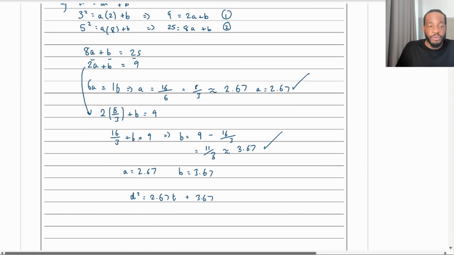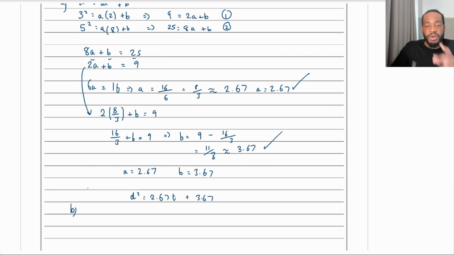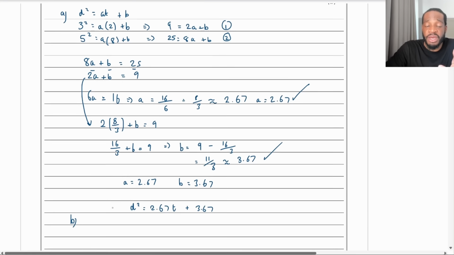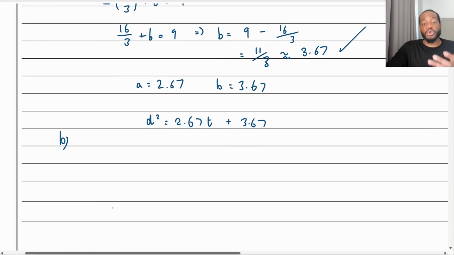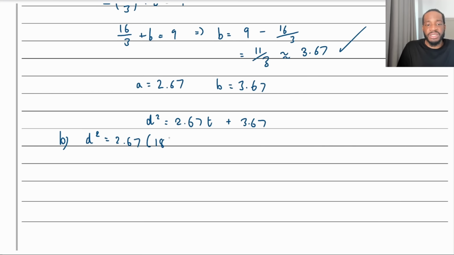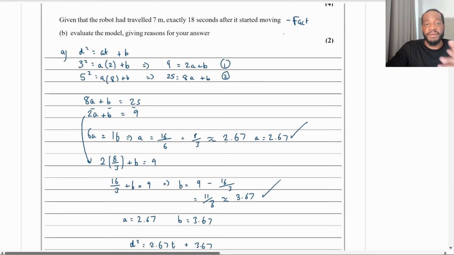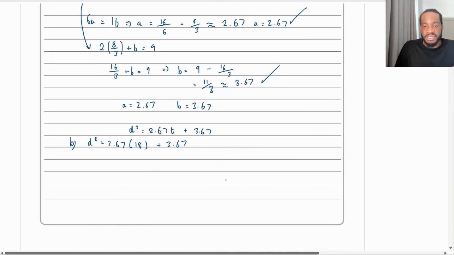So what I'd want to do in part B is we've got d squared is equal to at plus b, which obviously we've got the values of a and b. I'm going to plug in the time, which is 18 seconds, and I hope to get a distance of 7 meters approximately. If that is the case, then it's a suitable model. It's reasonable, okay? So I'm going to have d squared is equal to 2.67, and then it was 18 seconds, wasn't it? Plus 3.67. And I'm looking for the distance, which I'm hoping is somewhere around 7 meters. So let's plug it in and see what we get.